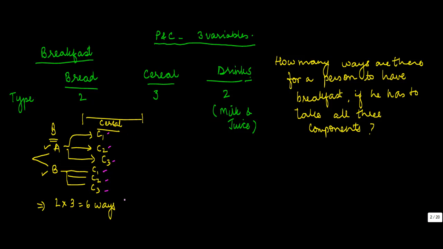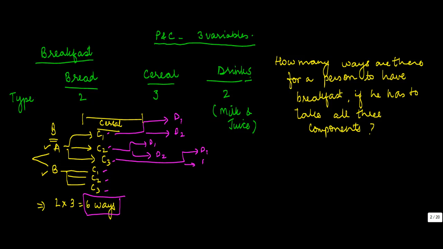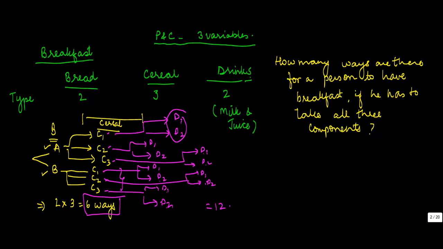Now, with each of these combinations, you can have either of the drinks. Let's say you have D1 or D2 with C1. Similarly, D1, D2 with C2. Similarly, D1, D2 with C3, and same for here. So C1 you have D1, D2, C2 you have D1, D2, and C3 again you have D1, D2. So how many combinations are there? 2, 3, 4, 5, 6, 7, 8, 9, 10, 11, 12. So there are 12 ways.